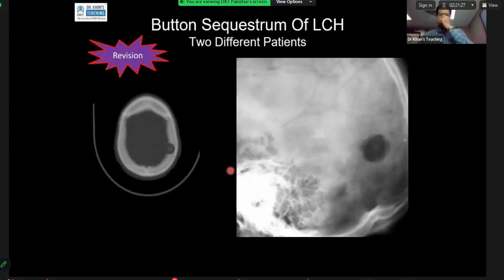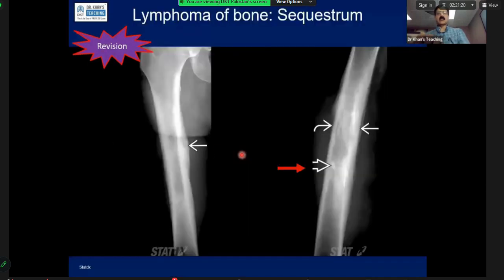And the concept in LCH is that the central portion becomes necrosed actually. And that is why you get button sequestrum.